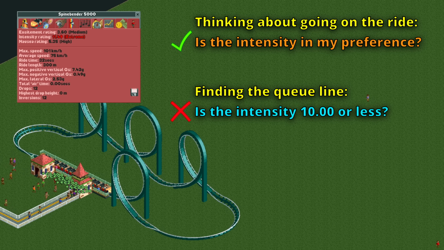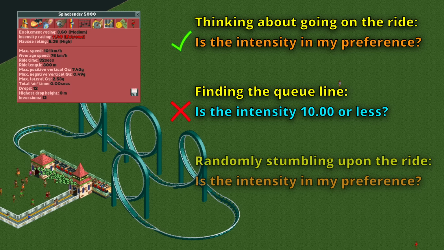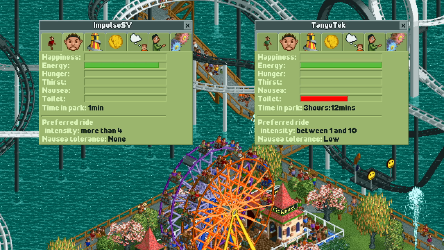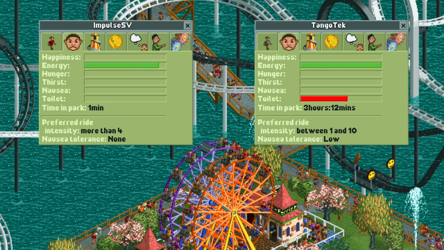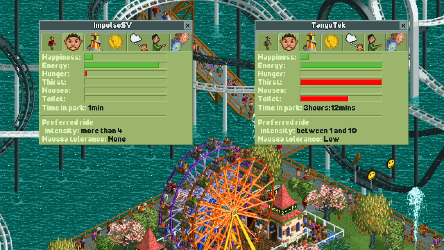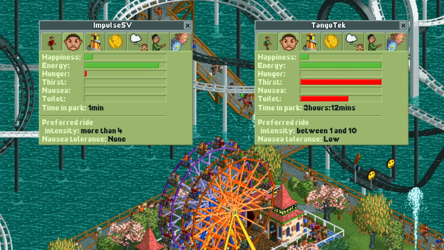But when they come back to the queue line later, they are now just walking around randomly without a destination. With this random stumbling upon the queue line, only the intensity preference check that involves the happiness is activated, which again succeeds and allows them to go on the ride. This shows that for guests just randomly stumbling upon the ride, there is no sudden penalty to the ridership when you reach 10 intensity. Well, technically there is, I guess, if all your guests have 0 happiness, but if that's the case then you have bigger problems, my friend.